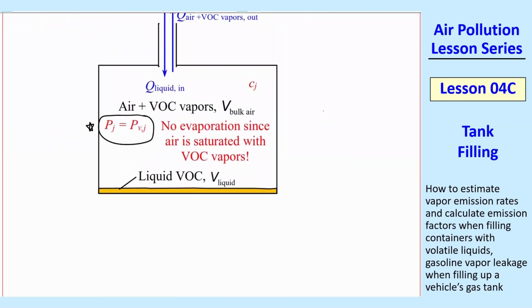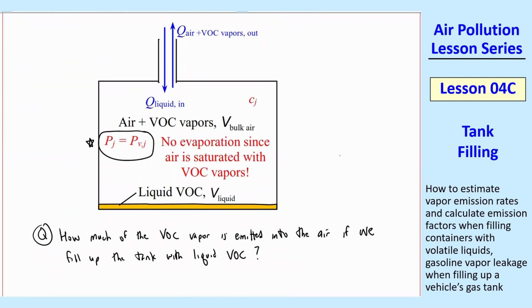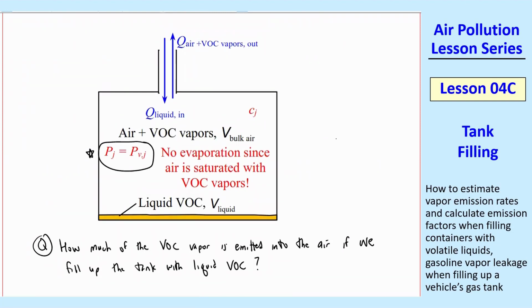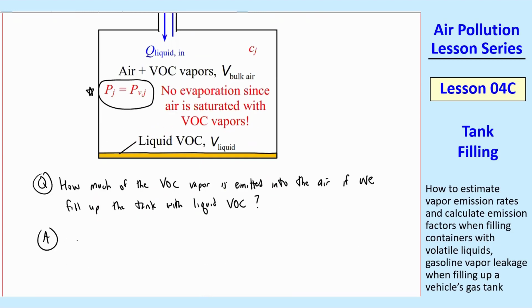So since we have PJ equal to PVJ, the vapor pressure, then I can ask how much of the vapor in the tank comes out. So the question is, how much of the VOC vapor is emitted into the air if we fill up the tank with liquid VOC like we're showing here? How much comes out the top there? And the answer is all of it.